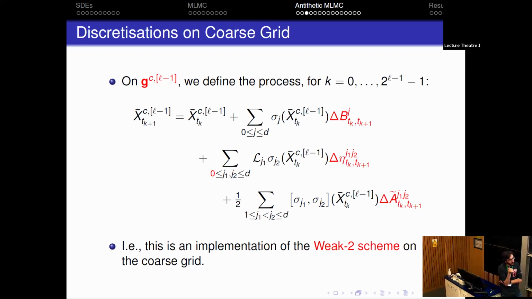We cannot do that with a scheme that has a strong error of order 1. We want to increase. We want to get a strong error of order 2. Let's see how this is achieved. This is nothing more than a re-expression of this scheme that we have used.